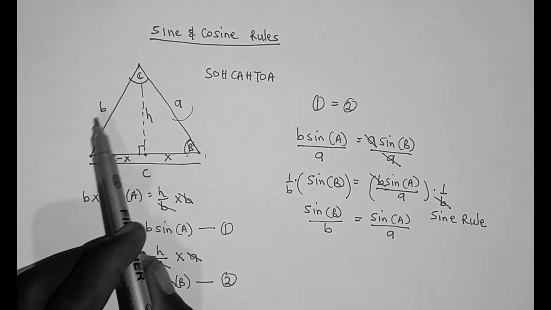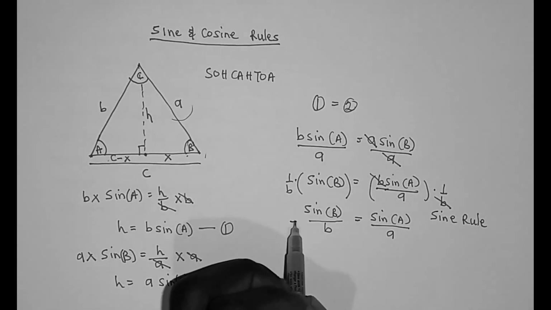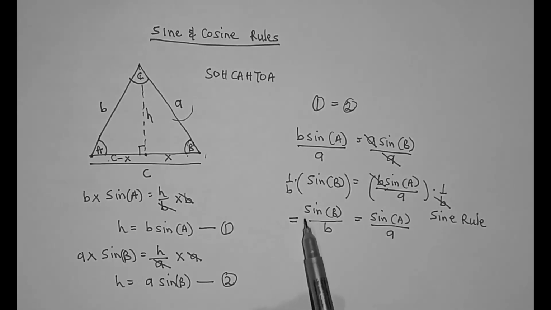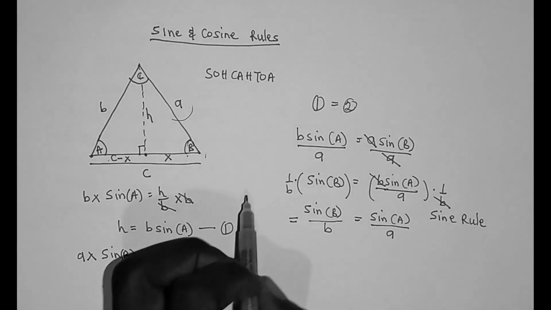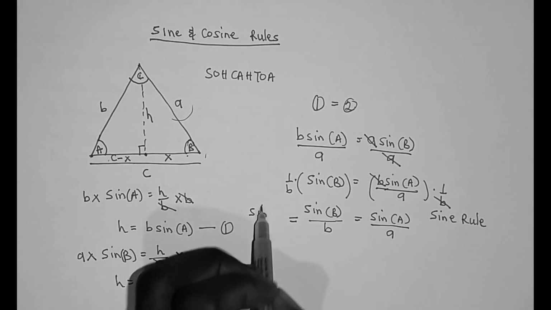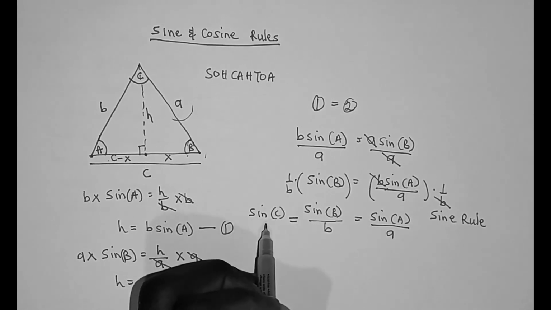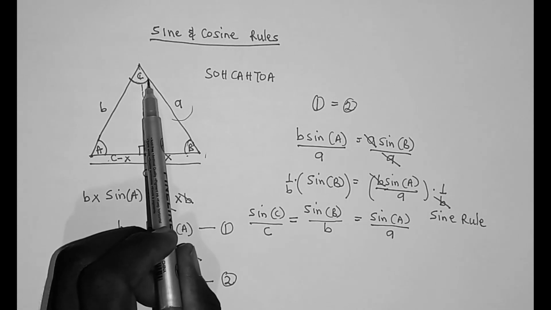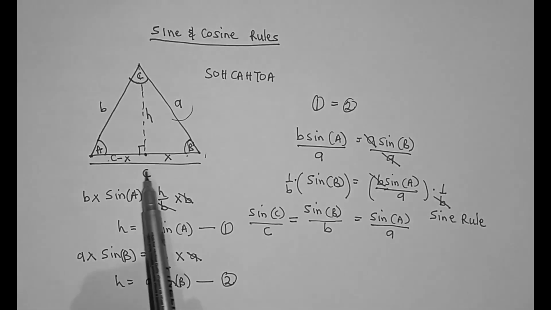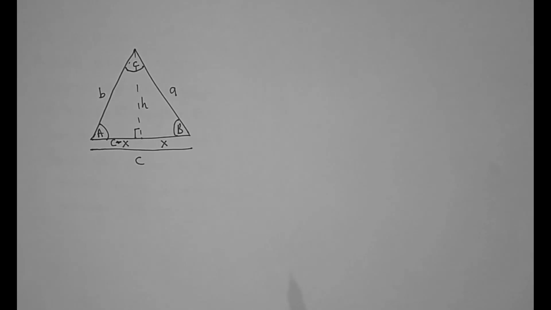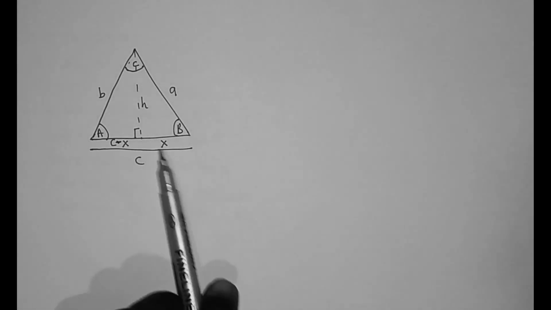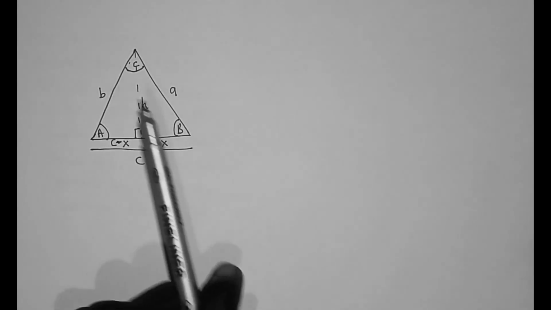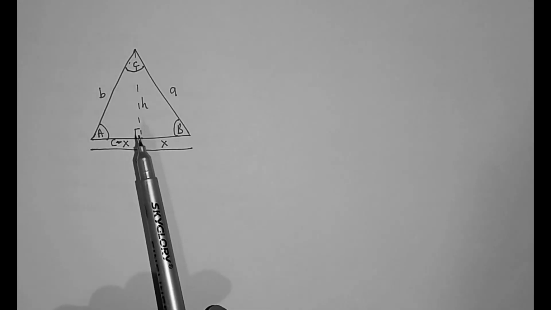So it also means that by deductive reasoning, we can say this is equal to sine C over small c, which is the sine of this angle divided by the length facing it. So let's continue. We've been able to prove the sine rule. Let's use the same preamble to prove the cosine rule.